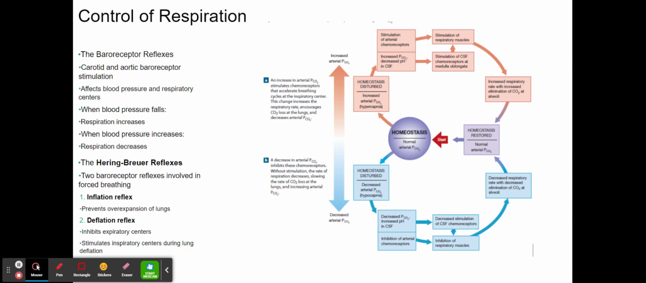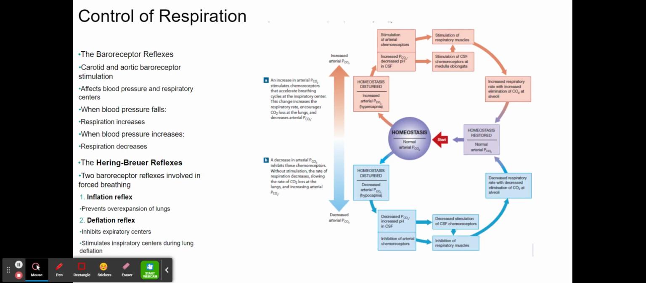So we described the effects of the carotid and aortic baroreceptor stimulation on systemic blood pressures in Module 5. The output from these baroreceptors also affects the respiratory centers. When blood pressures fall, the respiratory rate increases. When blood pressures rise, the respiratory rate decreases. These adjustments result from the stimulation or inhibition of the respiratory centers by sensory fibers in the glossopharyngeal and the vagus nerves.